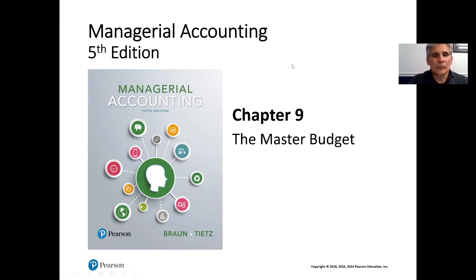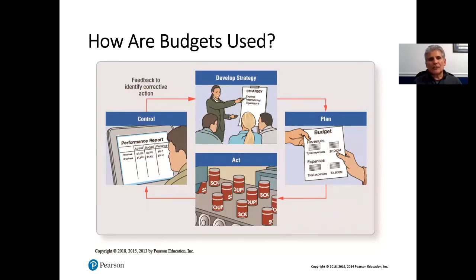Okay, let's get started on Chapter 9, the Master Budget. How we use budgets today in the business world is we first start off with developing a strategy. The strategy can be a company-wide strategy. It could even be a strategic plan. But when it's all said and done, it's just a way of understanding what direction the company is going. The next thing we need to do is build some shorter-term goals and objectives.